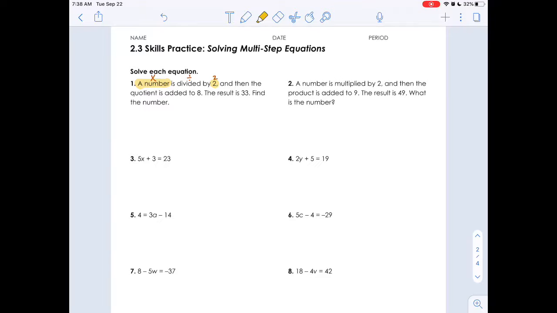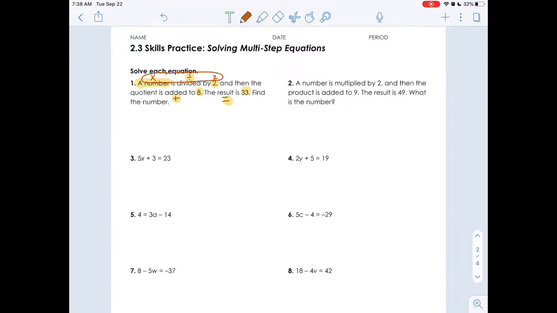And then it says, and then the quotient. Well, the quotient is just the answer to a division problem. So it's saying whatever number we get when we divide x by 2, we're going to take that number and add it to 8. So we're going to divide x by 2 and then add it to 8. And then it's saying the result, meaning what it's equal to, is 33.